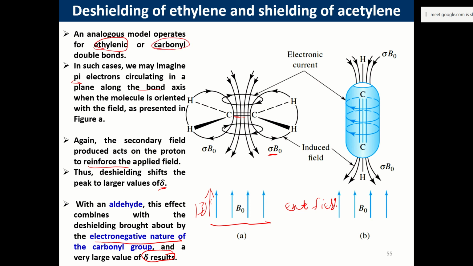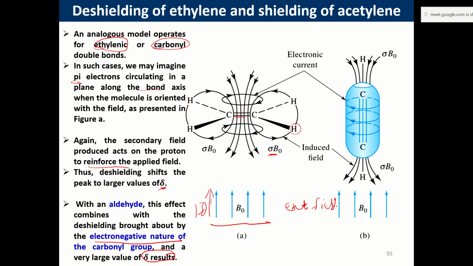In both cases, there will be an effect on the substituent, the hydrogen, the protons attached to carbon. In both cases you are seeing a net increase in the field, if you purely consider the ring current due to the pi electron circulation, both add up. So the external field and this.